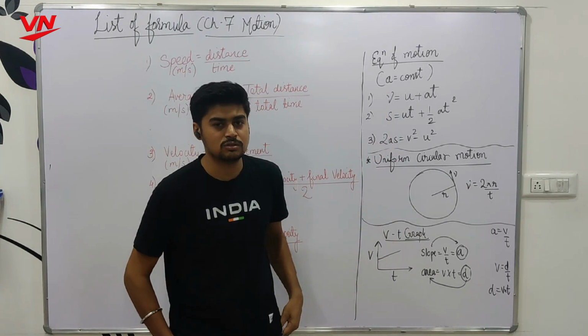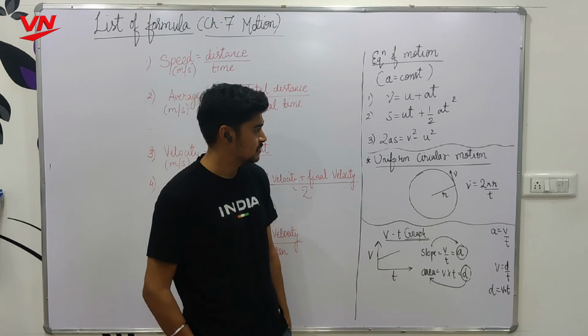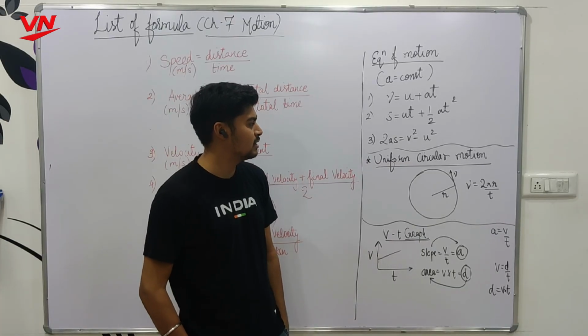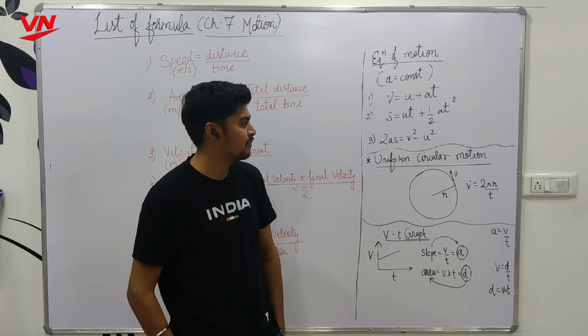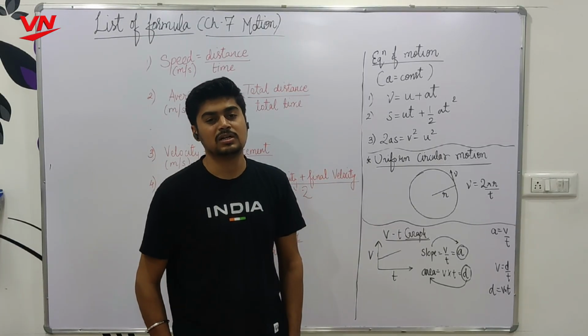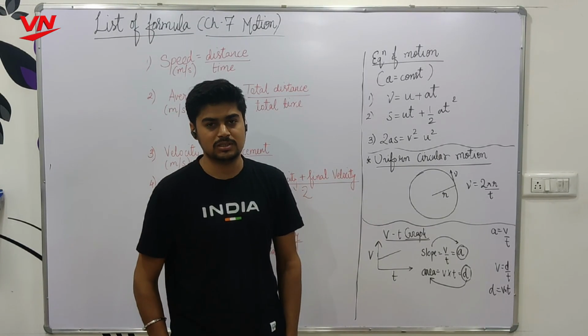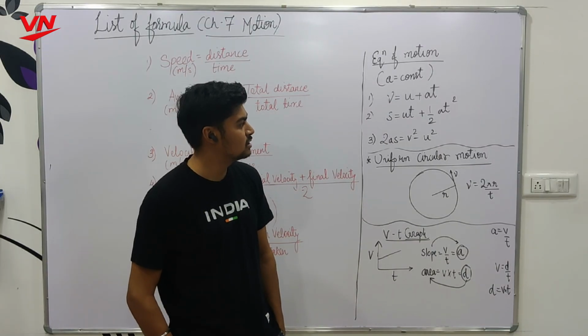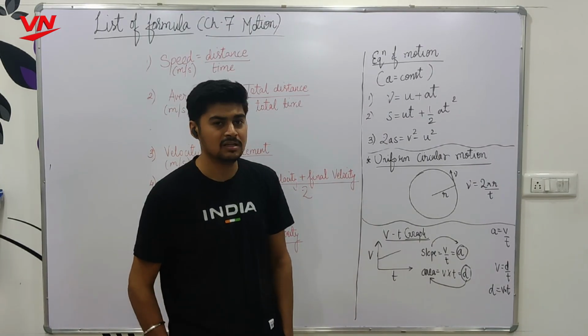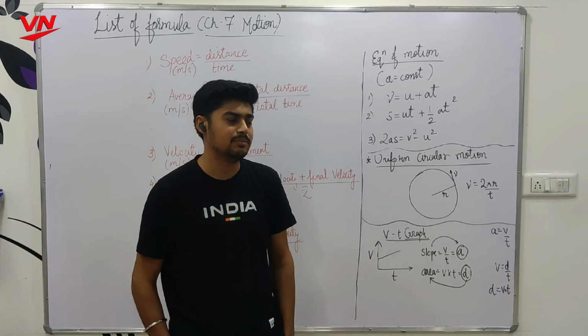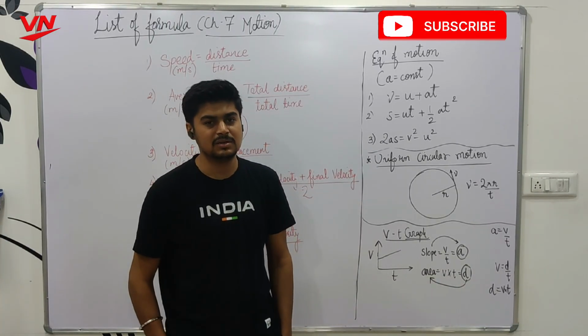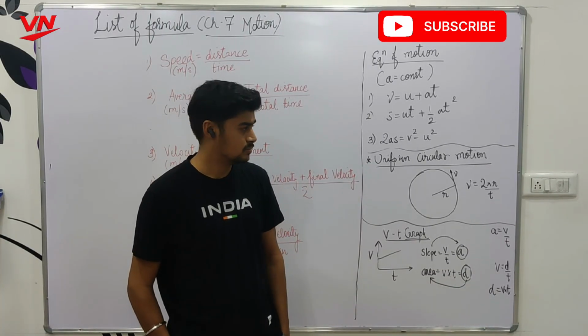First is v is equals to u plus at, s is equals to ut plus half at square, and 2as is equals to v square minus u square. Which formula we use will depend on the numerical values given in the particular question. Clear? Here a is the constant acceleration, t is time interval, u means initial velocity, v final velocity, and s can be distance or displacement, depending upon the path of motion.